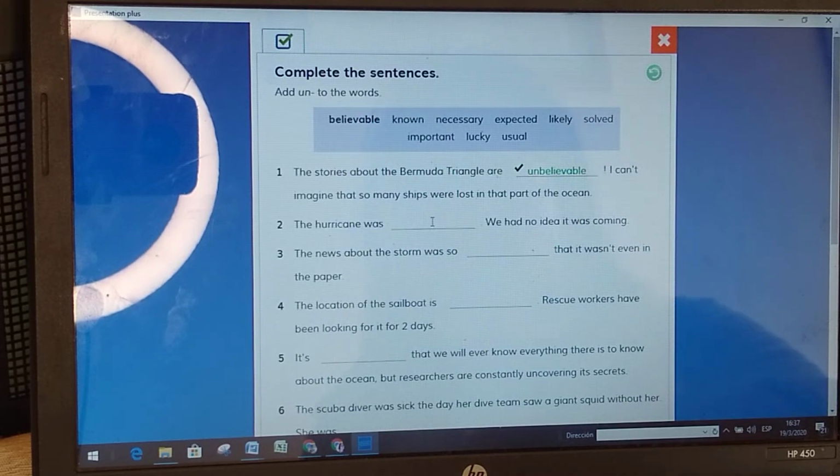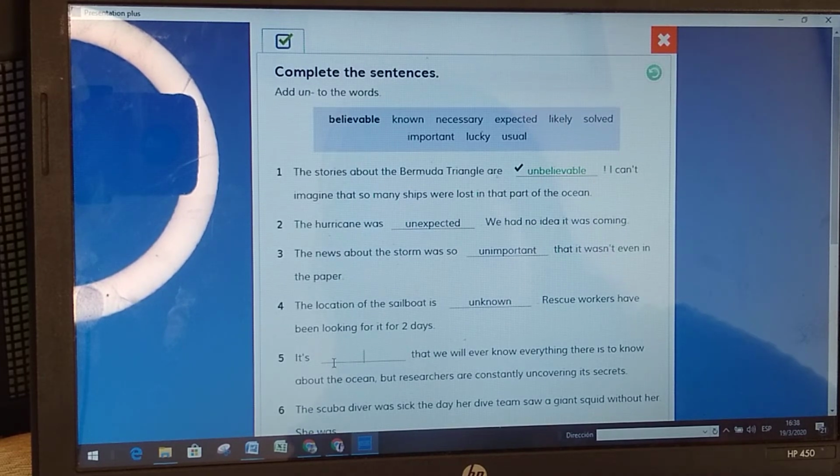The hurricane was unexpected. Check if you wrote it correctly. The news about the storm was so unimportant that it wasn't even in the paper. The location of the sailboat is unknown. Rescue workers have been looking for it for 2 days.